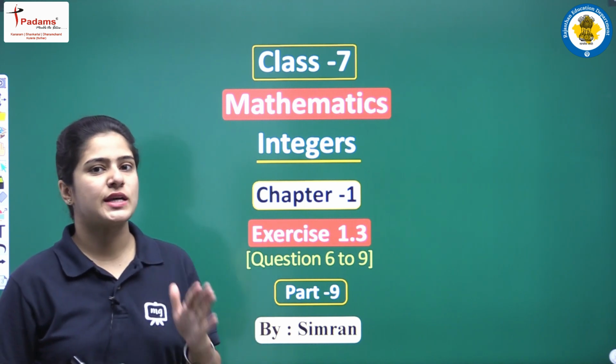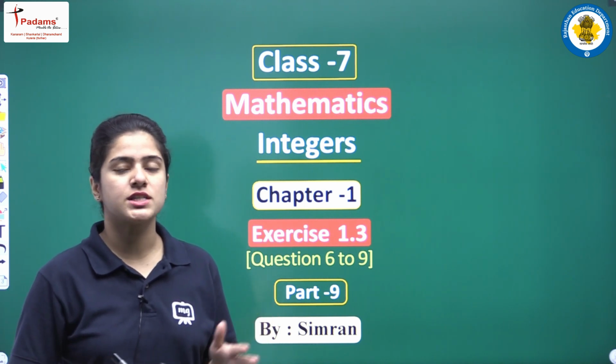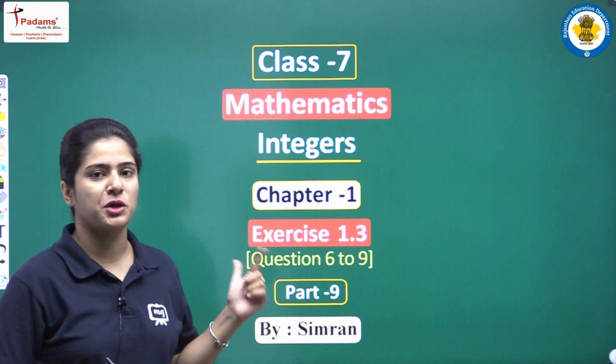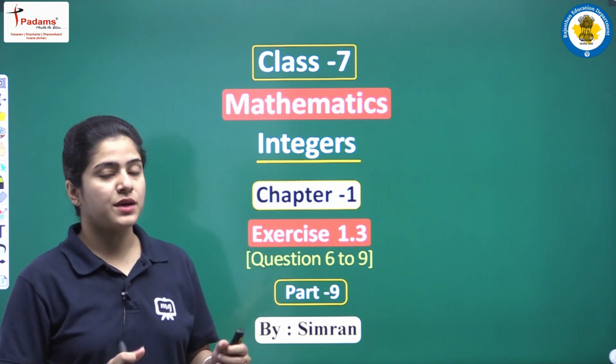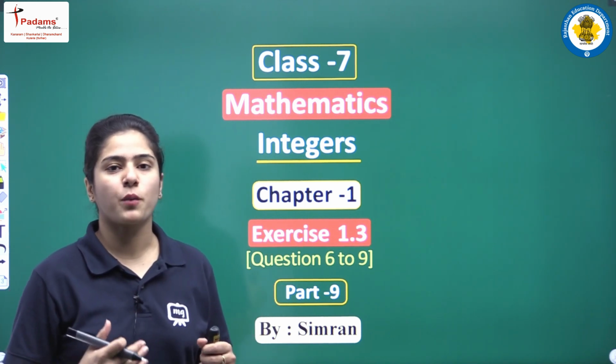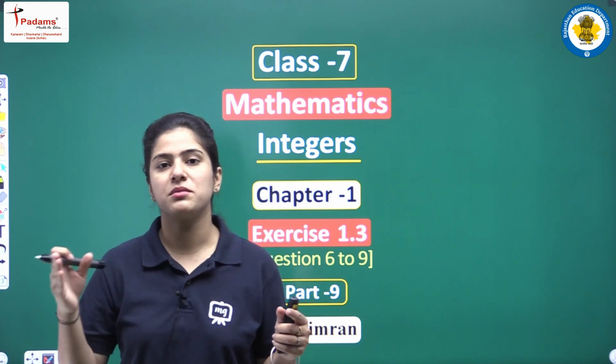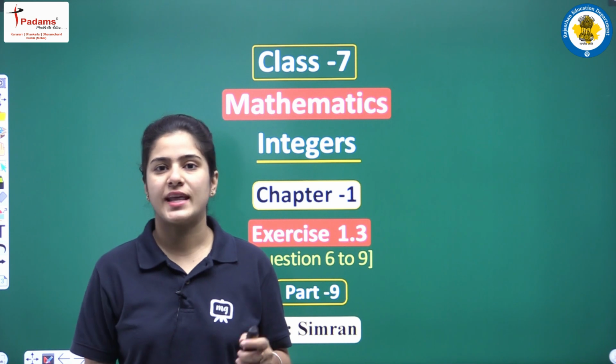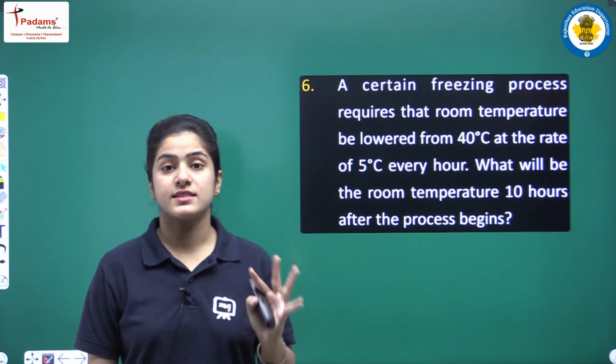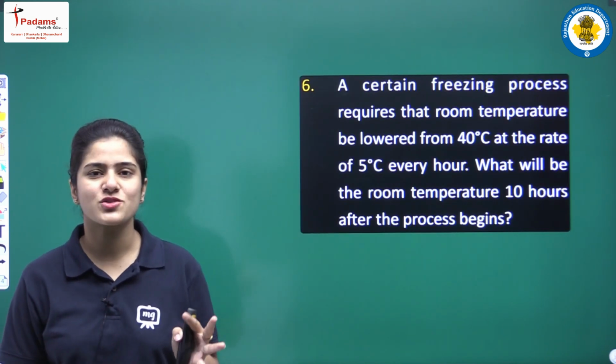Alright students, so in the last class we have practiced the first 5 questions of exercise number 1.3. Today we will be doing the next 4 questions of this exercise, that is from question number 6 to question number 9. Alright students, so let's start. The 6th question. What is the 6th question?